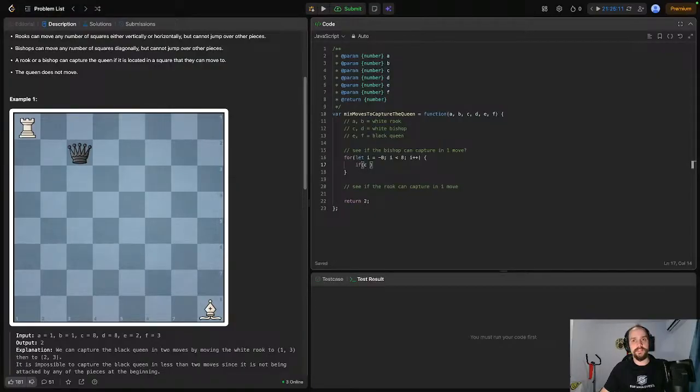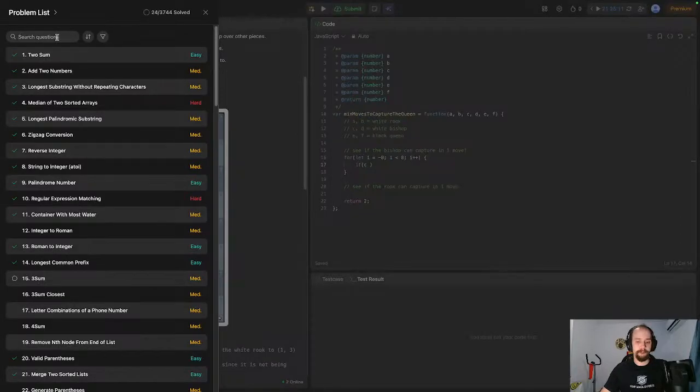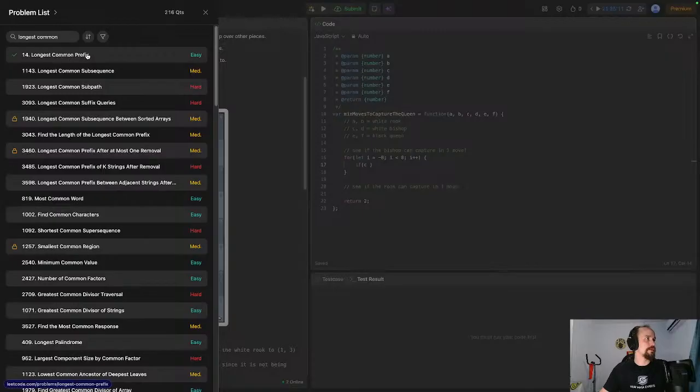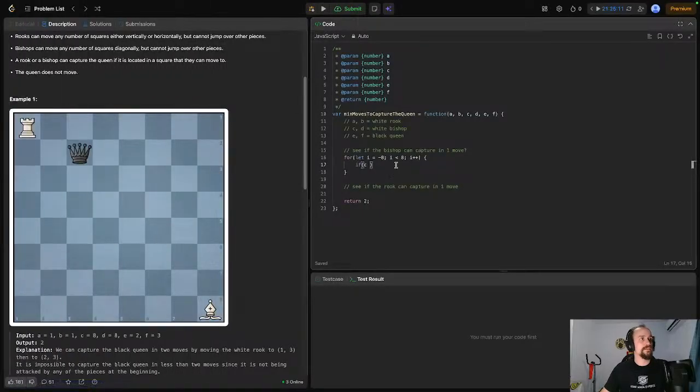doing longest common prefix. All right, nice. I might have already done that. I did already do that. I think I have a video on it too. I could go over the solution later if you want, after you figure it out. But C plus I equals, yeah, go for it.